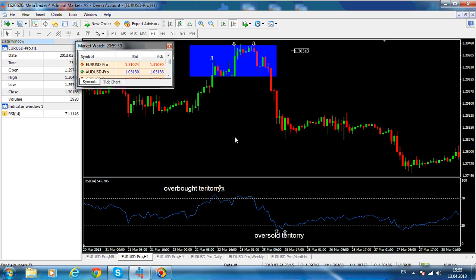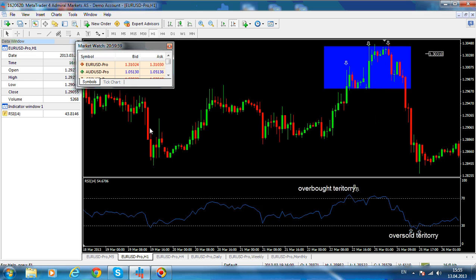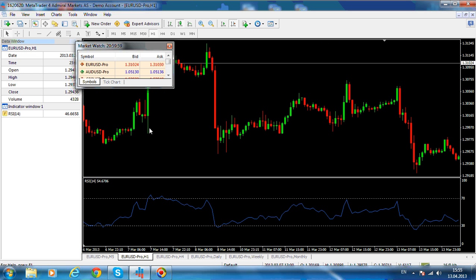Now this is one interpretation and one way to use this oscillator, and the other way is to look for divergences between the price and the actual oscillator.